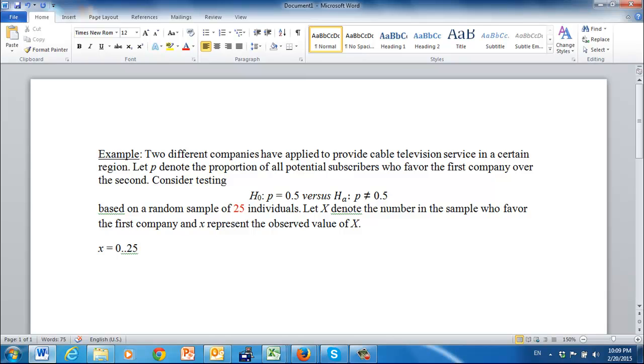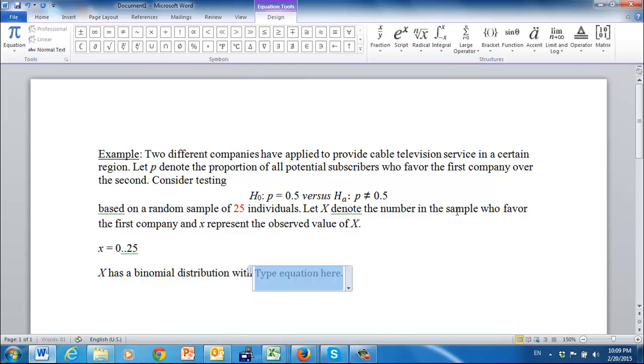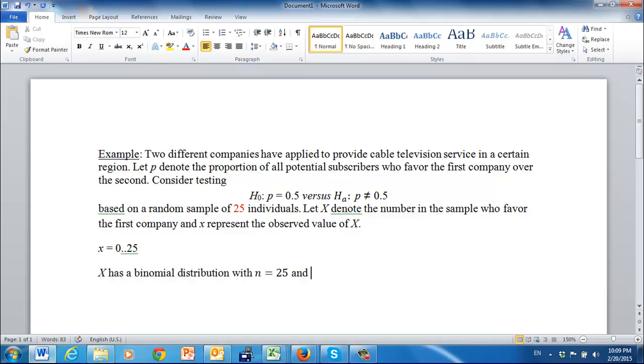Okay, so random variable X, according to probability theory, has a binomial distribution with two parameters, n equals 25, and P will be, depending on what's true, the null or the alternative, some other number. So some probability of success. By success we mean favoring the first company.